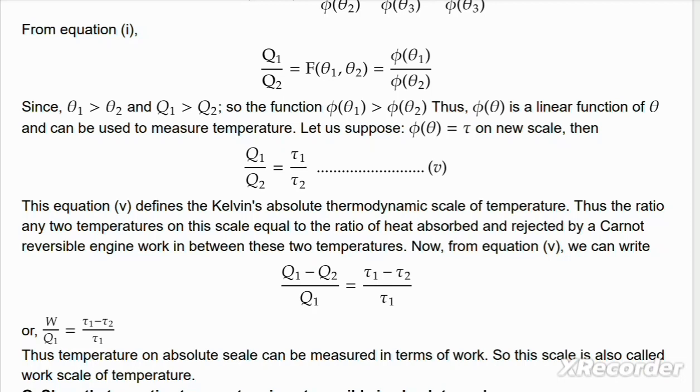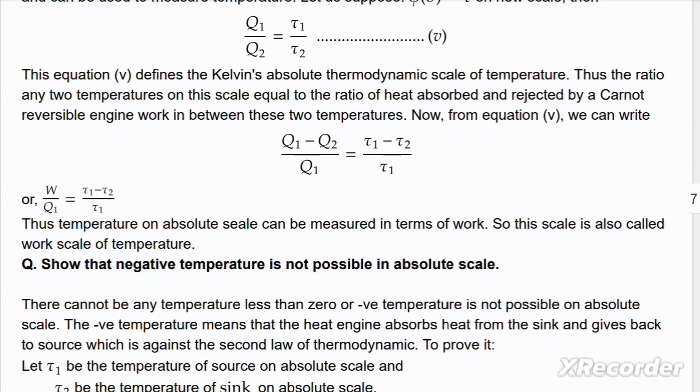Let us suppose phi(theta) equals tau on the new scale. Then Q1 divided by Q2 equals tau 1 divided by tau 2. This is equation 5, which defines the Kelvin absolute thermodynamic scale of temperature. Thus, the ratio of any two temperatures on this scale equals the ratio of heat absorbed and rejected by a Carnot reversible engine working between these two temperatures.